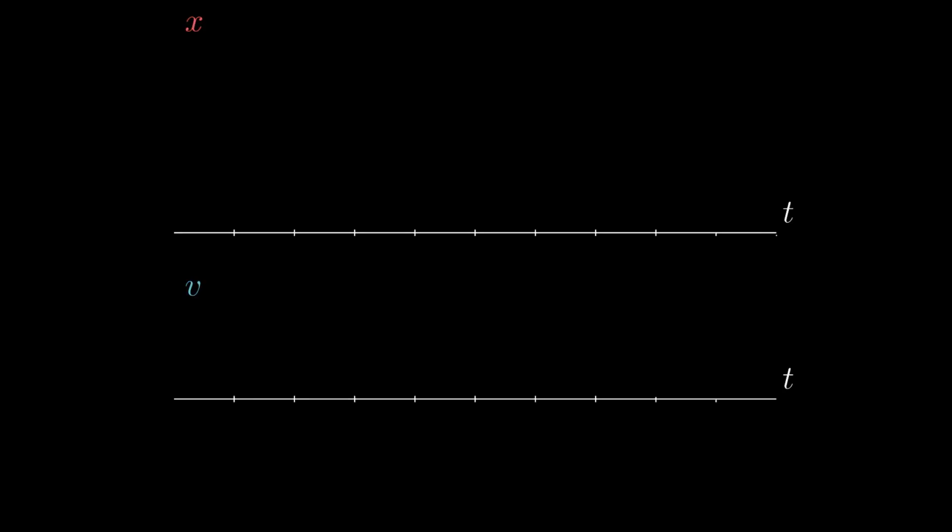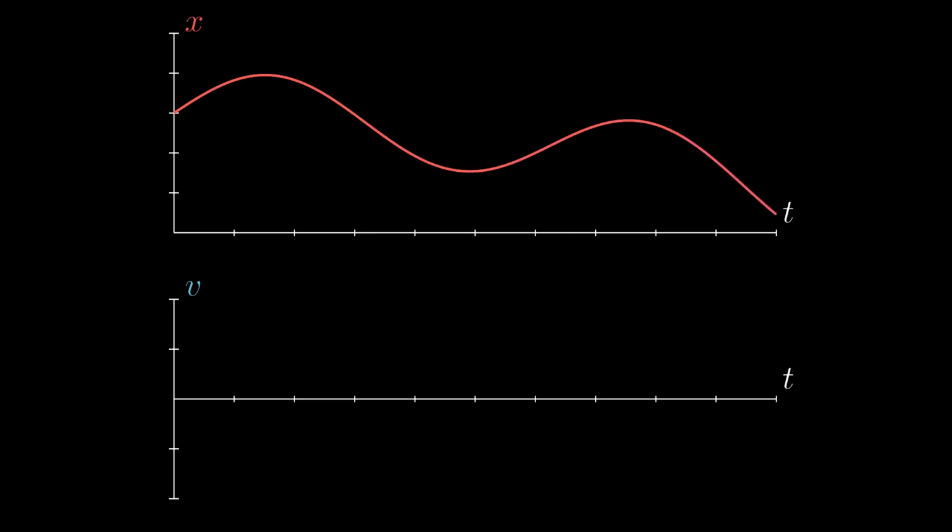Now since velocity is the ratio of two changes, we can also show it as a slope, where the vertical axis represents the object's position and the horizontal axis represents time. So over time, we can see the object's position, and the slope of this graph will tell us the object's velocity at that point.